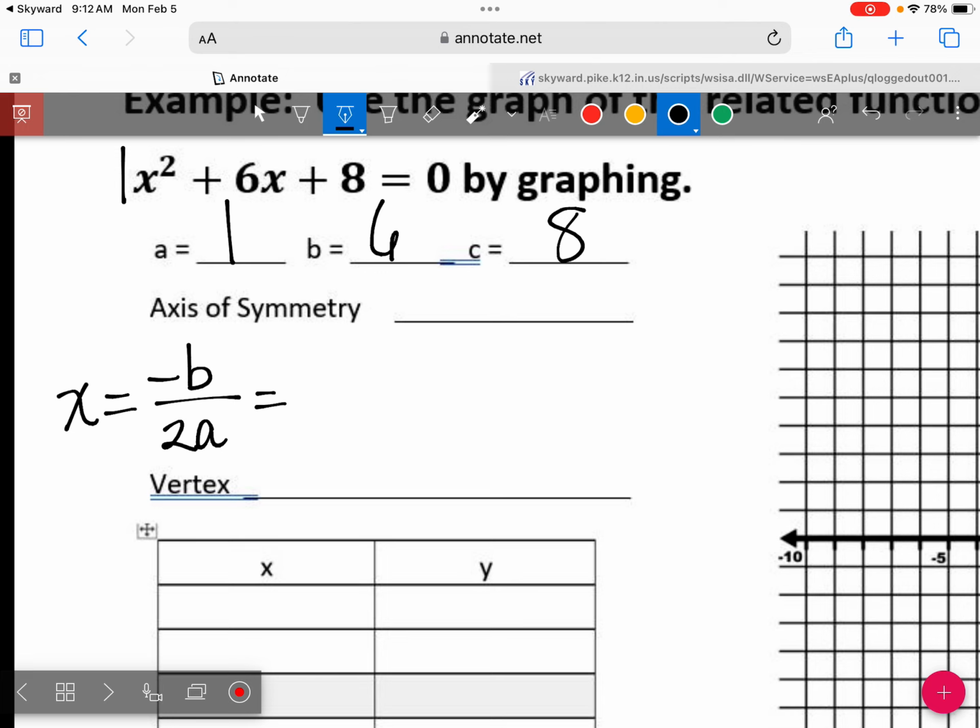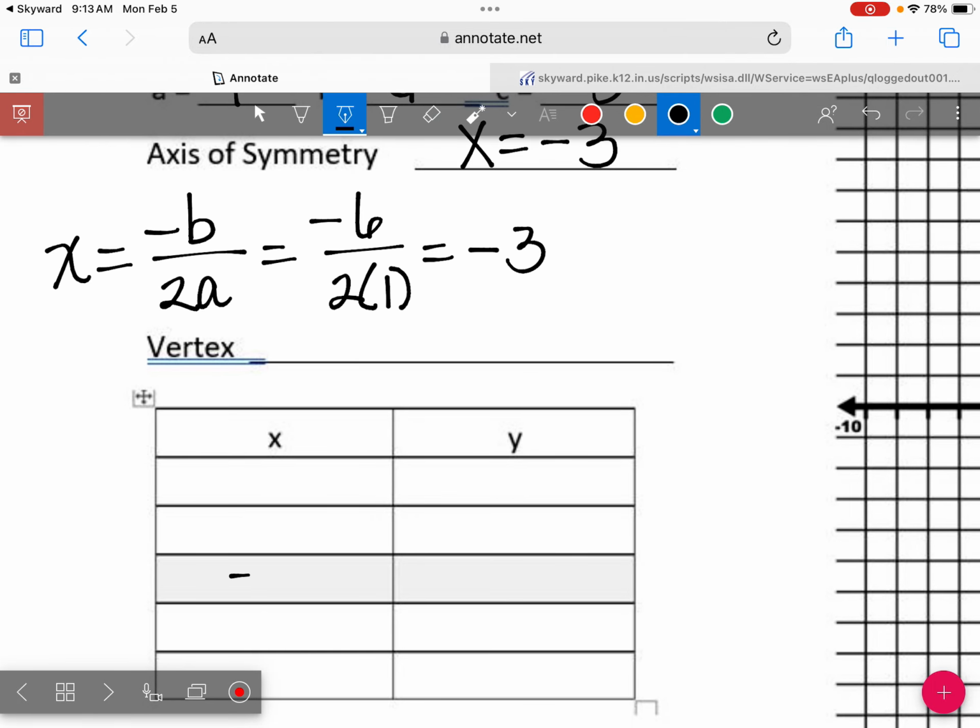So go ahead and figure out where the axis of symmetry is for this graph, because we're going to graph it to find our solutions. We would take the opposite of B, divide that by 2 times 1, which would be -3. So write x equals -3. That would be your axis of symmetry.